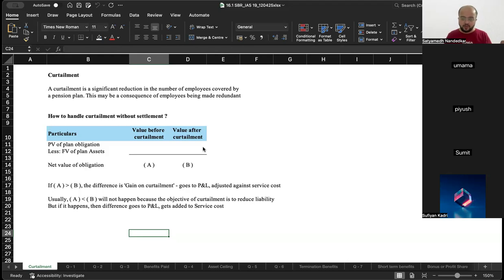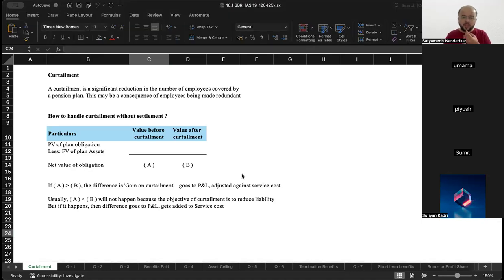So value before curtailment: take PV of plan obligation minus fair value of plan assets. You will get the net value of obligation. Do the same calculations for post-curtailment numbers after you have reduced the number of employees who will be getting benefits under the plan. Compare A and B. The difference goes to P and L. Now this is curtailment without settlement. That is, you have not paid anything to any employee right now. The amount will be paid on superannuation.